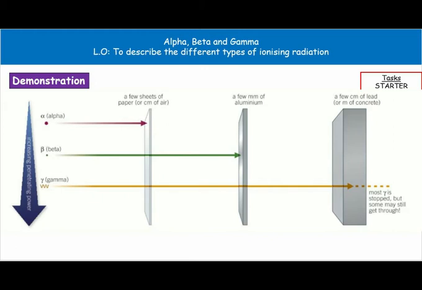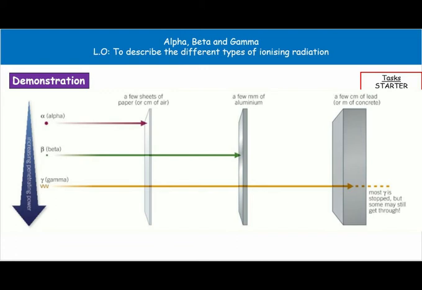So beta is stopped by a few millimeters of aluminium. Gamma though, our last one, you can see that goes straight through the paper, straight through the aluminium, and even when we get to a few centimeters of lead or a few meters of concrete, you can see that even though most of it is stopped, there could still be some that's able to get through that. So imagine having a meter of concrete and the gamma can still pass through it. So that has the strongest penetrating power.